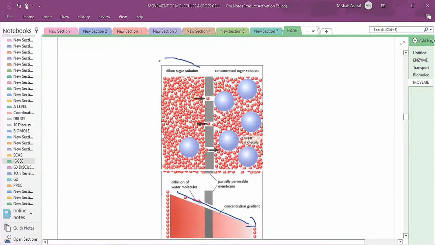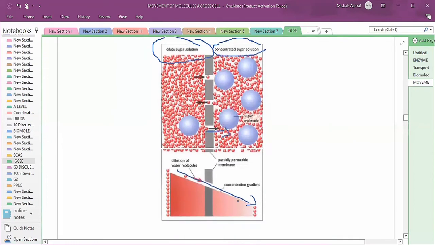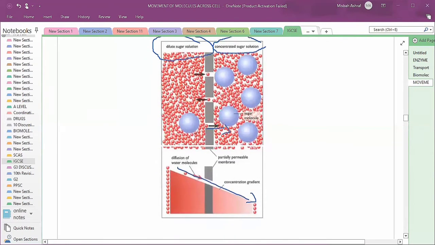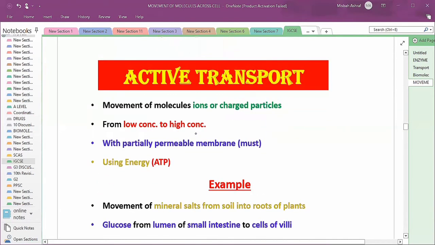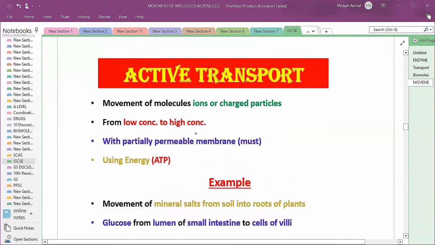Dilute means that it has more concentration of water, and concentrated means that it has less water. So from dilute, water molecules have moved towards this side. We can see diffusion has already taken place. Okay, I think it's clear now.